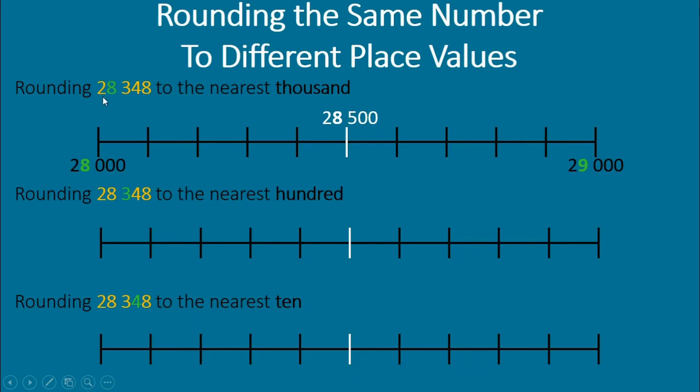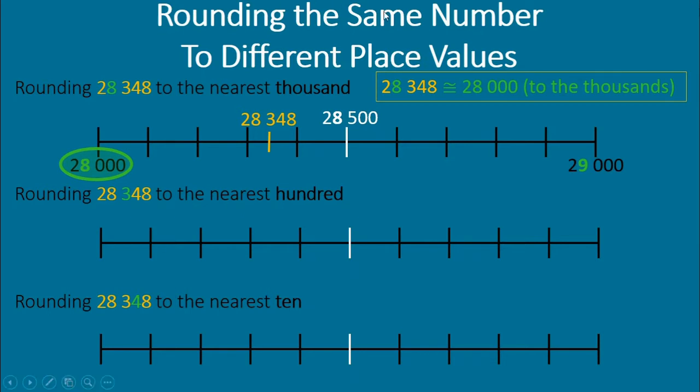So where does 28,348 go? This is 28,100, 28,200, 28,300. A bit higher than this, but not as high as 28,400. Not even past halfway, because this would be 28,350. So a little bit below halfway. 28,348. And looking at our number line, it is definitely below the halfway mark. So it's definitely going to round down to 28,000.